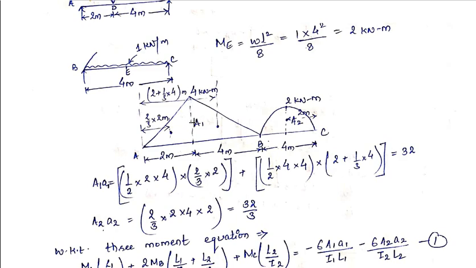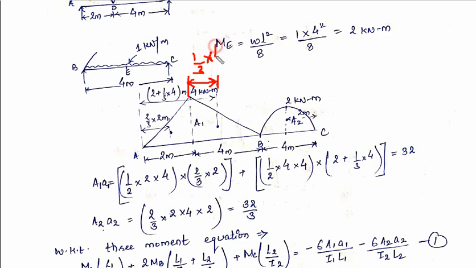Now let's see the second triangle of this span AB. The area of this triangle will also be half base into height, into the perpendicular distance of the CG of this triangle from support A. We know that the CG of the triangle from its base, if you see this triangle, the distance of the CG from the base will be 1 by 3 of 4.